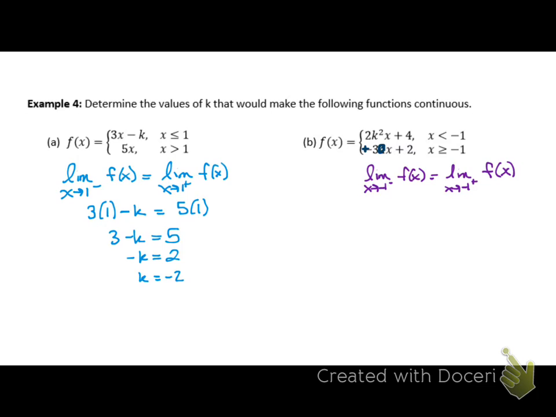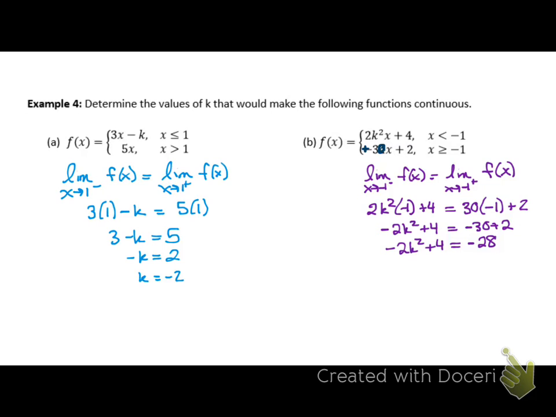Okay, so we're going to plug negative 1 into the top equation, so we get 2k squared times negative 1 plus 4. And then we plug it into the bottom equation, so we get 30 times negative 1 plus 2. All right, so let's see what happens. We're trying to solve for k. So we get negative 2k squared plus 4 equal to negative 30 plus 2. Well, we do know what negative 30 plus 2 is, so it's negative 28.